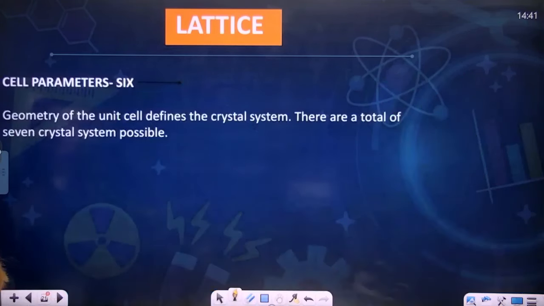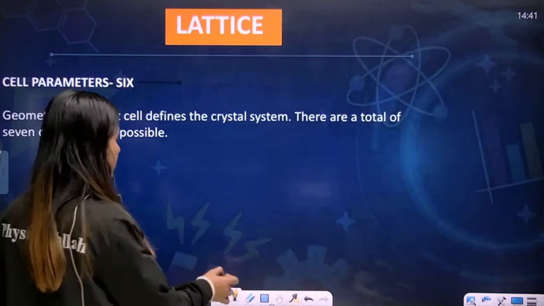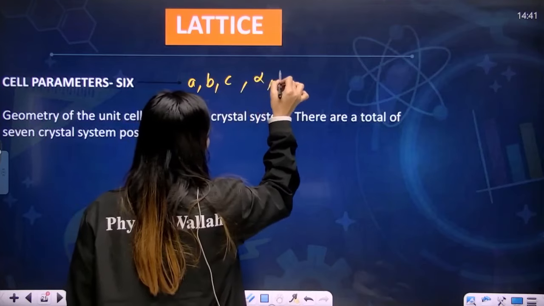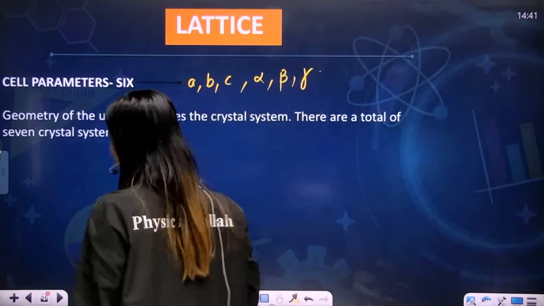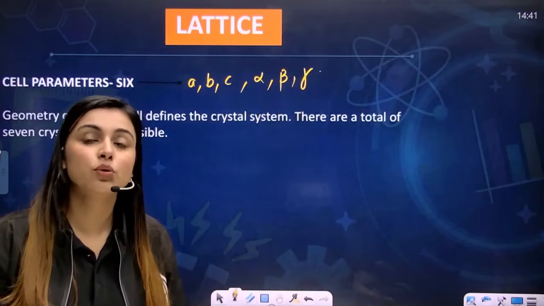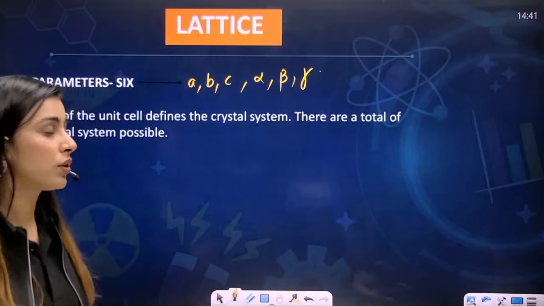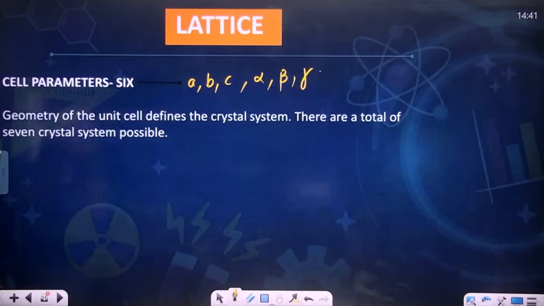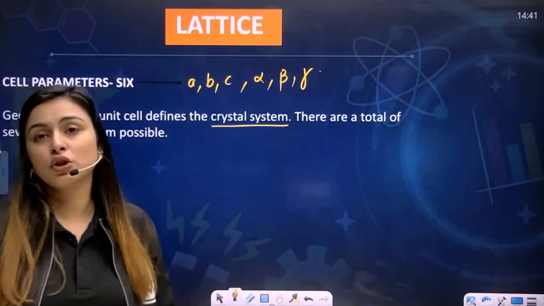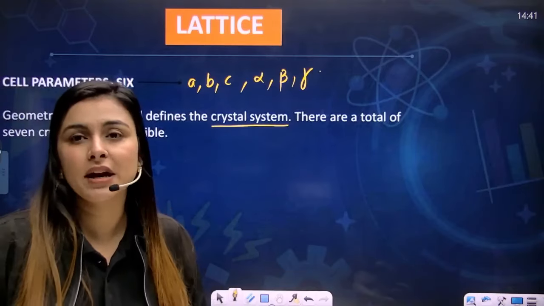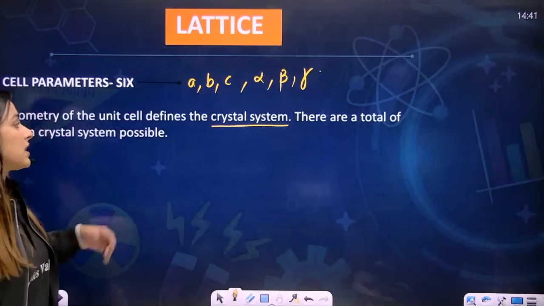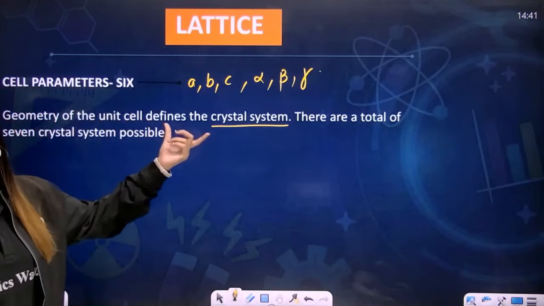Okay, perfect. So the six parameters are A, B, C, alpha, beta and gamma. For you to understand and have complete knowledge of a unit cell, you need to know all the six parameters. Geometry of the unit cell defines the crystal system. Which unit cell is it? Is it a cube, a cuboid, rhombohedral, tetragonal, or triclinic? Which unit cell it is is given by the geometry of that crystal system.